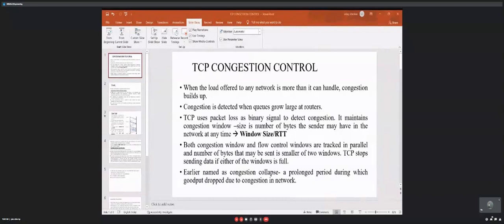It means the congestion window size grows linearly when there is no congestion, and the congestion window size decreases exponentially when there is congestion. Okay, so that is the AIMD rule.